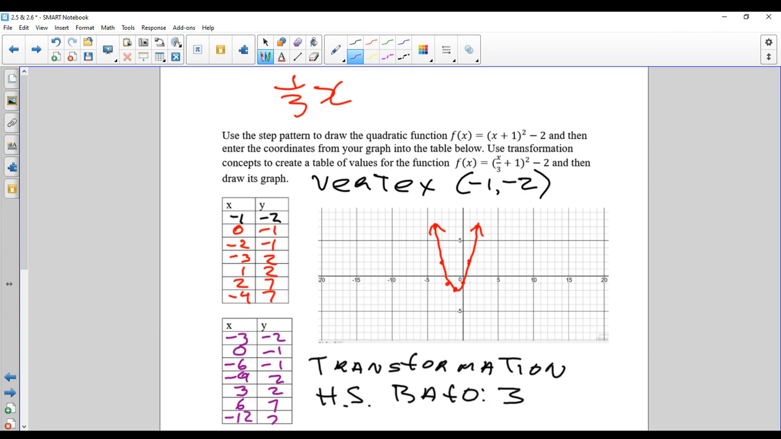Okay, so here's the original function. x plus 1 squared minus 2. That's the original function.